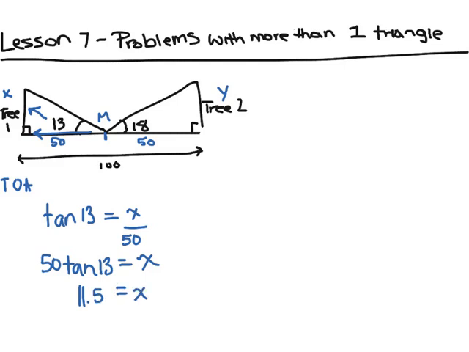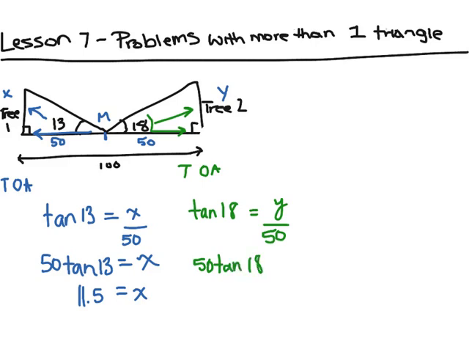For the second tree, we have our opposite and our adjacent again. So O and A, we're going to use tangent. So tan of 18 degrees is equal to Y over 50. Same thing, but a different angle this time. So 50 tan 18 is equal to Y, and if you type that into your calculator, you should get 16.2.